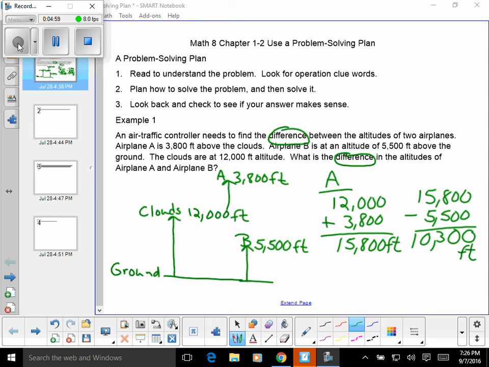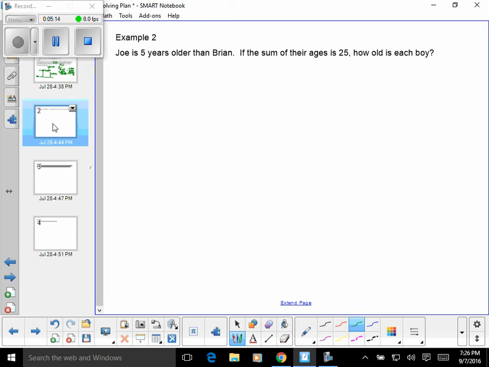It's okay to make yourself a diagram. Now I've made a very simple one here. You could actually, I suppose, get more elaborate, but remember, you have quite a few problems to do. You probably want to keep it as simple as possible to save time. Let's look at example 2.